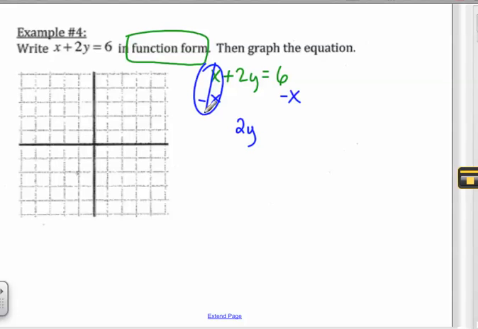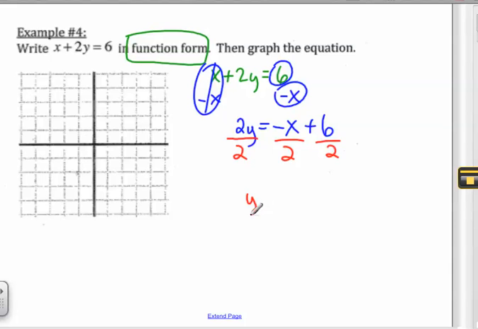But you know what? For function form, the x always has to be in the front. The thing with the variable always has to be in the front. So I'm going to have negative x plus 6. Everybody okay so far? The y is not by itself. How do I get the y by itself now? You divide 2 by itself. I have to divide everything by 2.